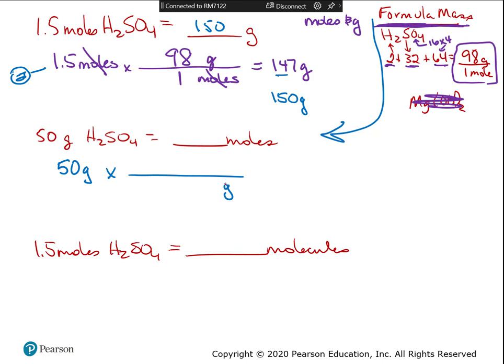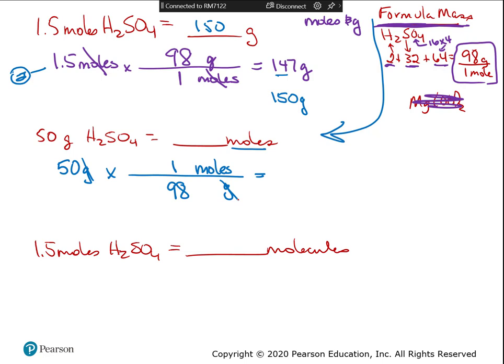What unit do I put on top? The one I want. What's my answer? Should be moles. So whatever your answer unit is, that's going to go on the top because I want grams and grams to cancel, leaving my answer in moles. Now, what do I put in front of moles? 1. What do I put in front of grams? 98. Okay, so I'm using that formula mass. There's 98 grams in 1 mole, or 1 mole over 98 grams. It's the same thing, just changing the unit of it. Grams and grams will cancel. Now I just have to do the math.